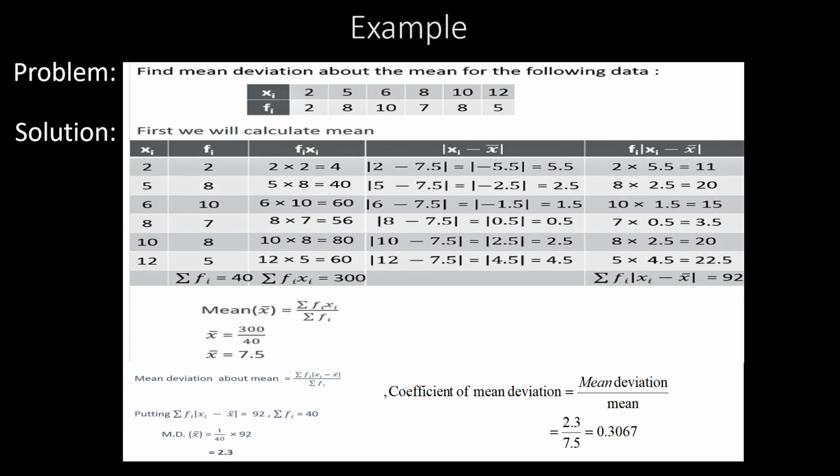So here is discrete data. First of all, we are finding the mean deviation about the mean, so we have to find the mean value. As we discussed before in the central tendency video, the formula for the mean in the case of discrete data is the sum of frequencies multiplied by the observations, divided by the sum of the frequencies, and the ratio of these two will give you the mean.